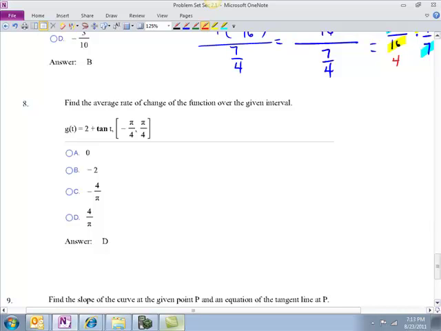Does anybody remember what the tan of 45 degrees is? 1. Okay, yeah. Sine of 45 is square root of 2 over 2. Cosine's the same thing, and tan is 1. So that's going to be helpful for you. And negative pi over 4, what quadrant is that? Fourth quadrant. Is tan positive or negative there? It's negative. So it'll be negative 1. Okay, so that's the thought process that has to go on there.